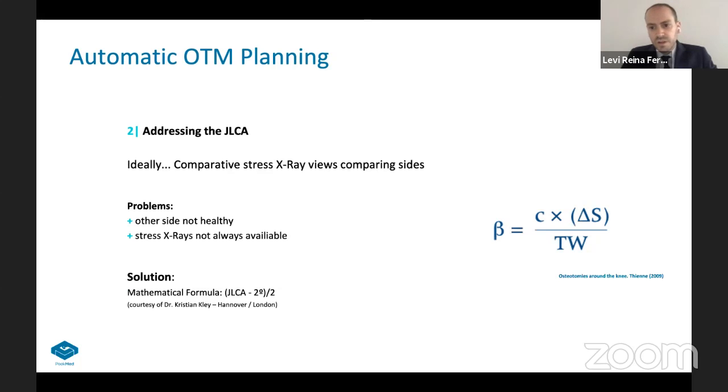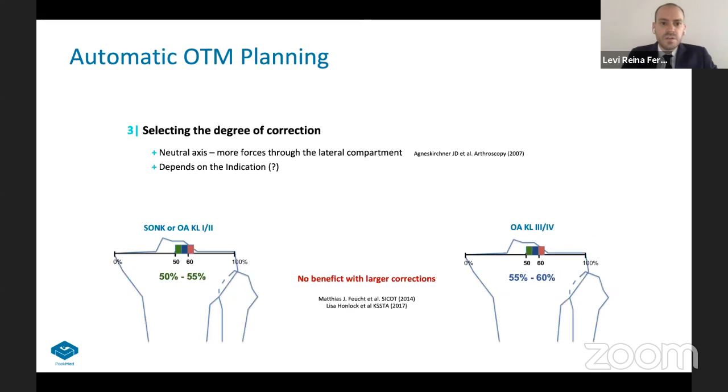So we took this formula that is on the right screen. We adapted it, and we took into account the mathematical formula that Dr. Christian Clay has also spoken of, and we incorporated that into the automatic osteotomy tool. So the next step is to select the degree of correction.